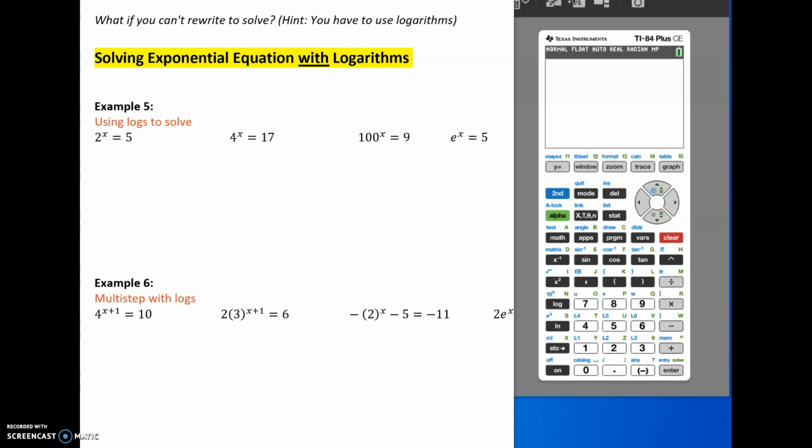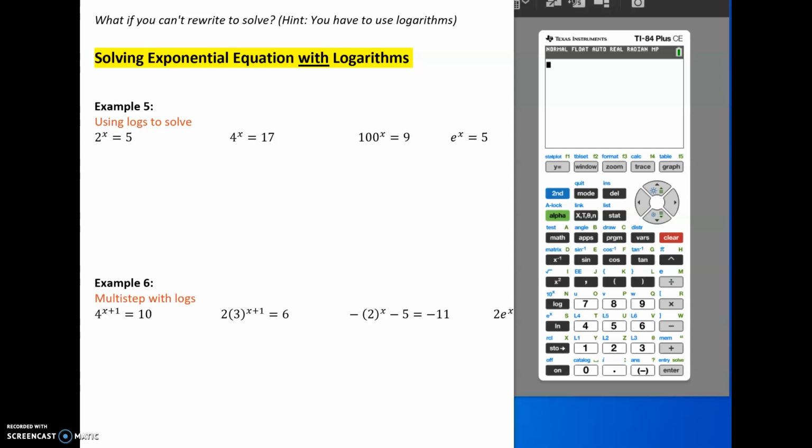Video 2 for this week is going to cover solving exponential equations with logarithms. So in the last video, we learned how to rewrite those bases so that they would match and we could set those exponents equal to each other. But what if you can't do that? Then you actually have to solve using a logarithm.